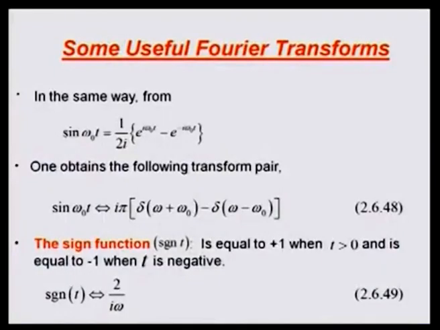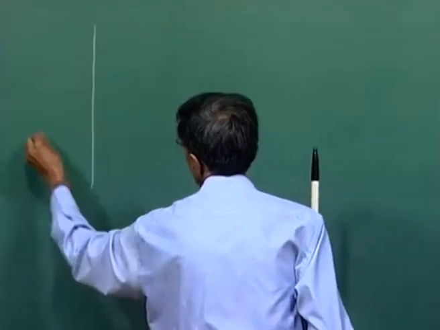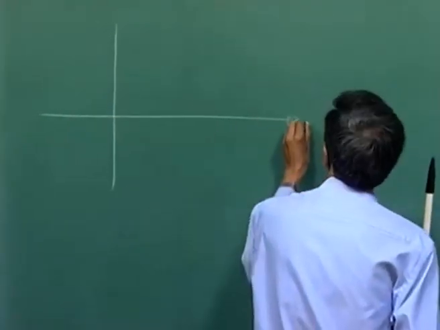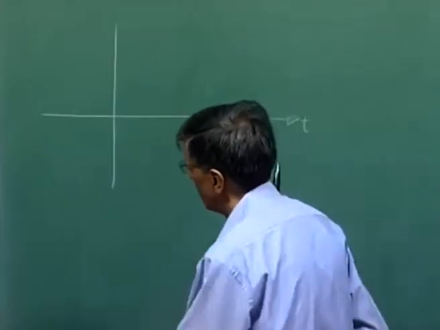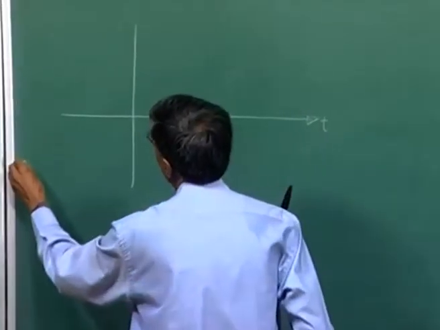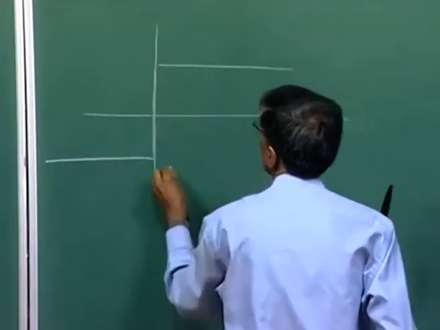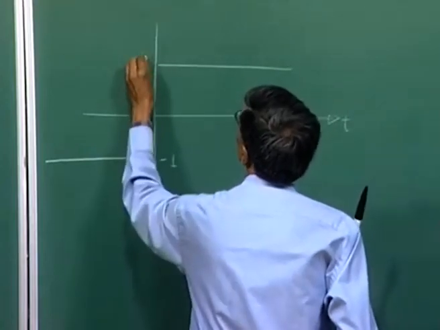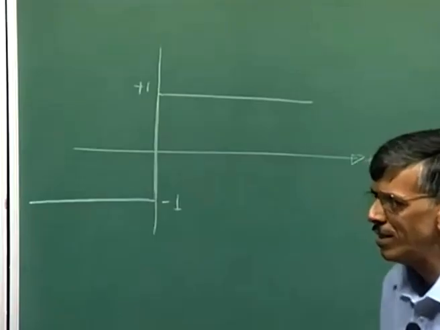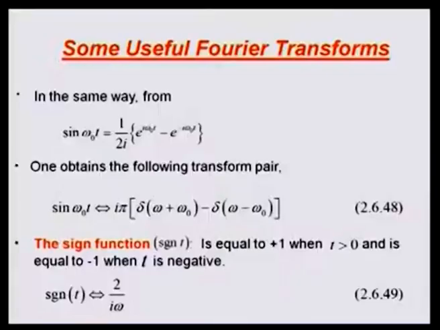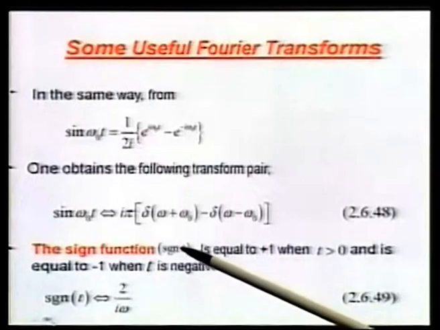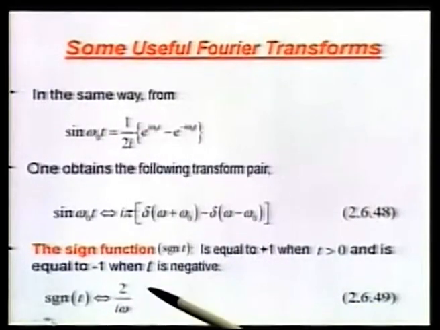The next thing that we would like to look at is what is called the sign function. The sign function is interesting. It is like this. Suppose I have the time axis like this. The sign function is such that for negative t it is minus 1, and for positive t it is plus 1. So, this is minus 1, this is plus 1. That is what is called the sign function or signum function, indicated by sgn of t, and its transform is 2 by i omega.